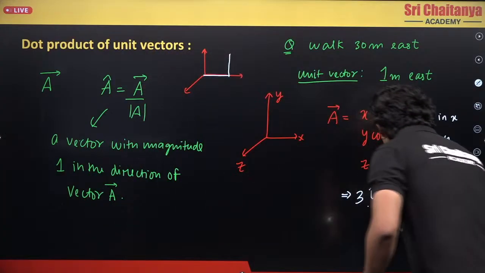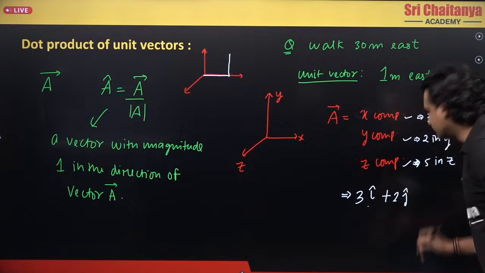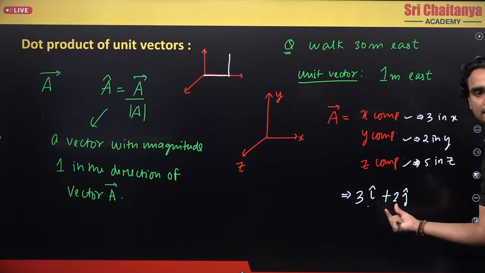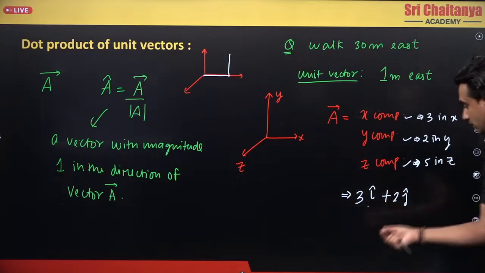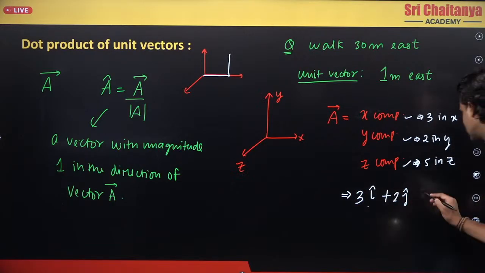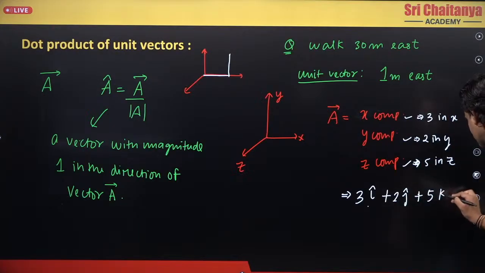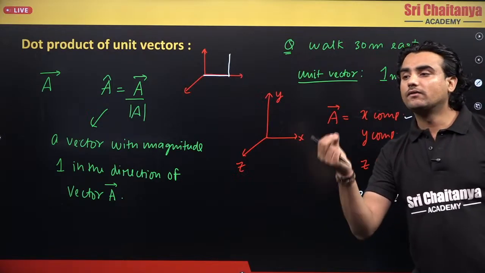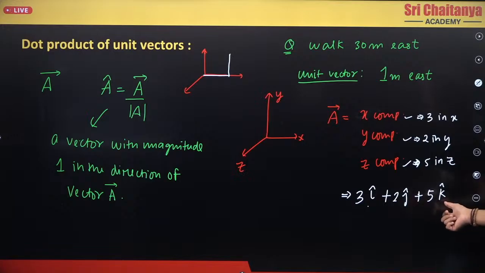Second, let's suppose I write 2 j cap. What is 2 j cap? 2 is telling me to walk how much? 2 units. And j cap is telling me to walk in which direction? Y direction. Plus 5 into k cap. What is 5? 5 is telling me that you walk 5 units. In which direction? K direction. K direction is the z direction.